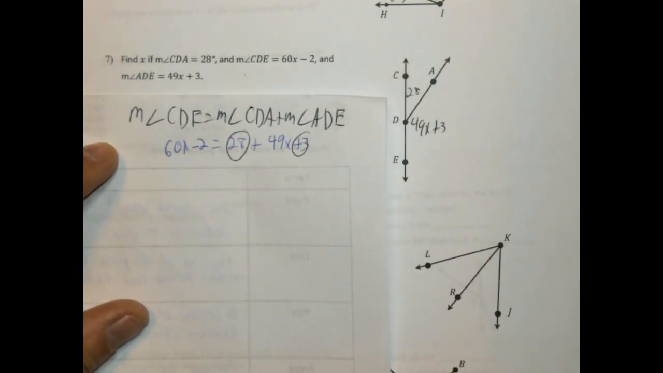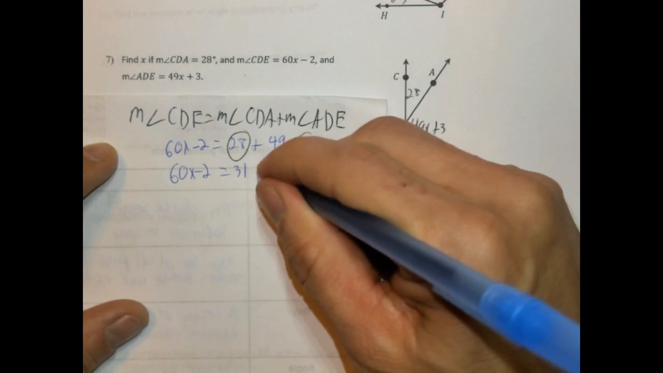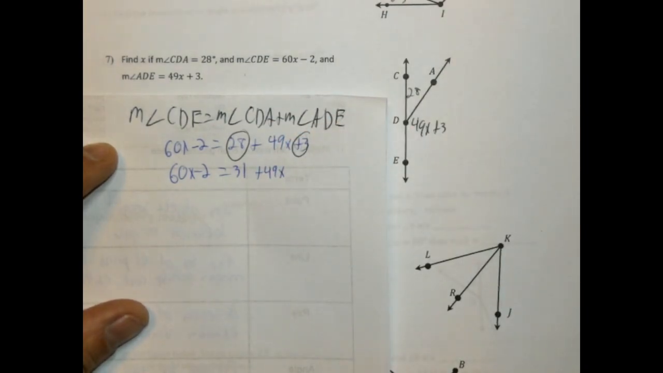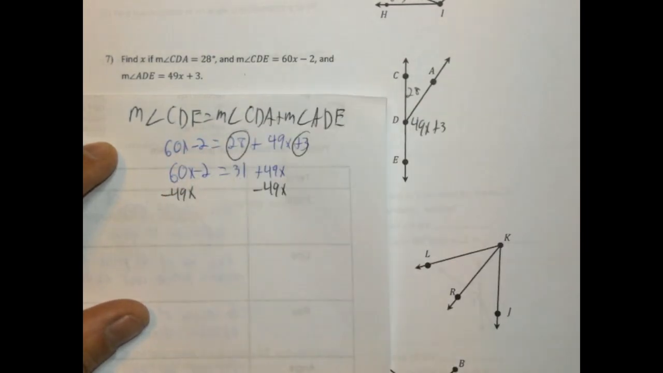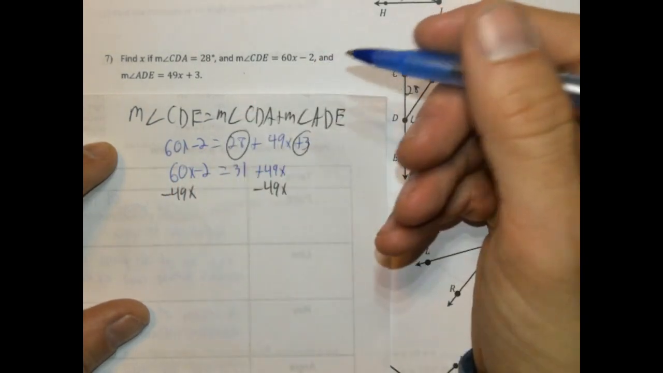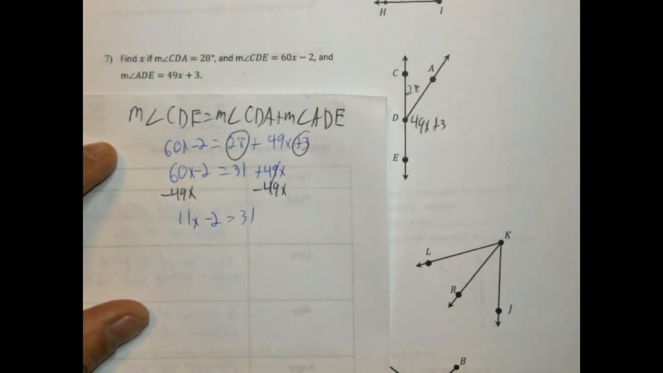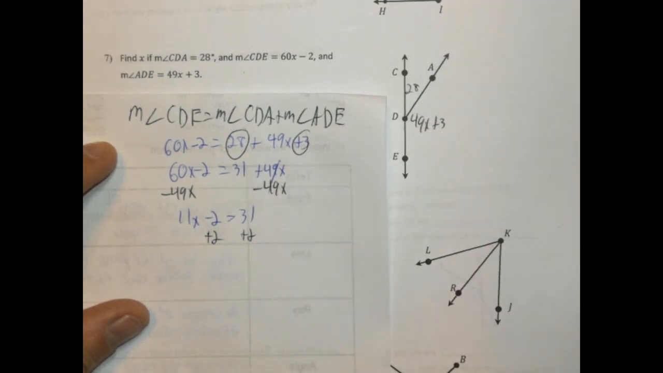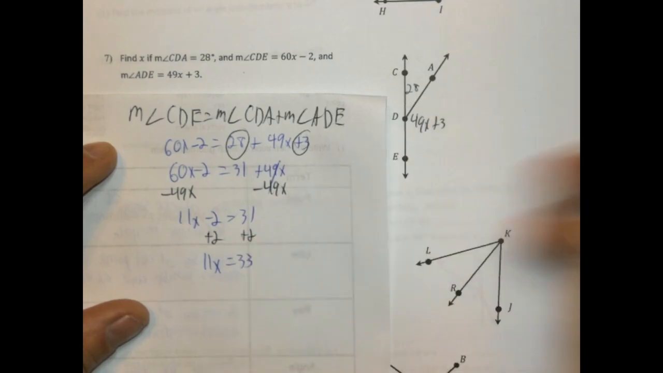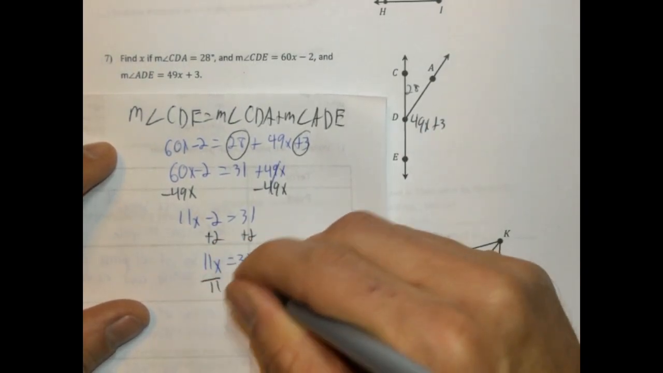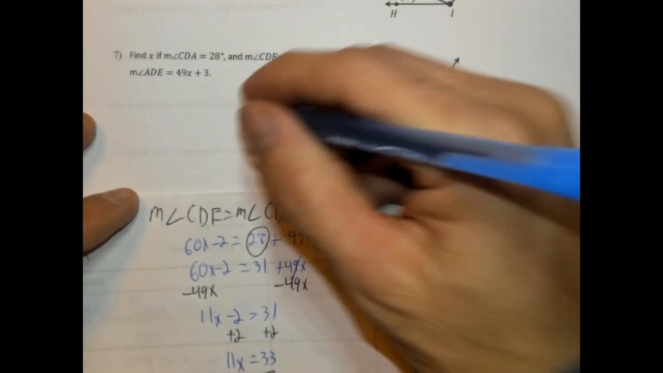Okay, so let's combine our like terms here. We have 28 and 3. That's going to give us 31. So 60x minus 2 equals 31 plus 49x. Let's get the x's on the same side. We're going to subtract 49x from both sides. So 60x minus 49x is 11x, minus 2 equals 31. We're going to add 2 to both sides. We're going to have 11x equals 33, and x will be equal to 3. There we go. Okay.